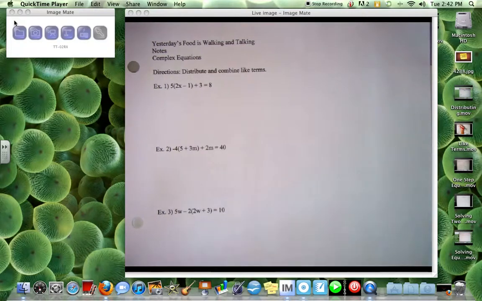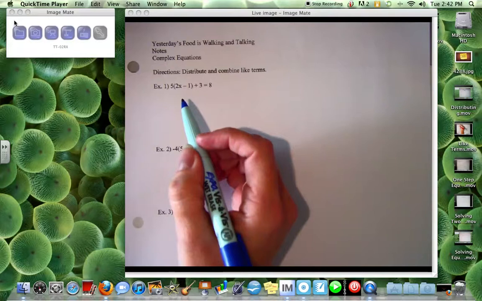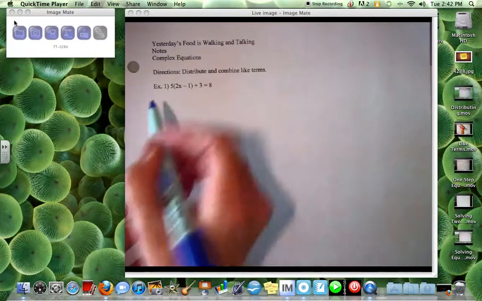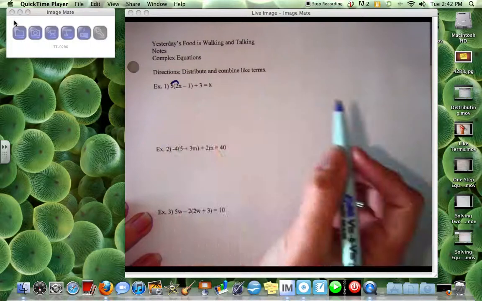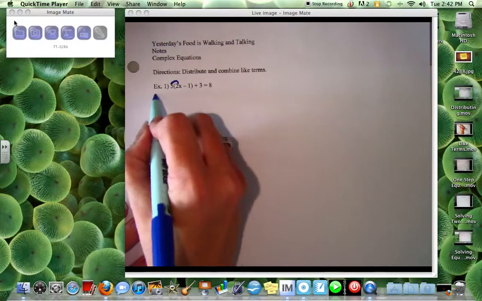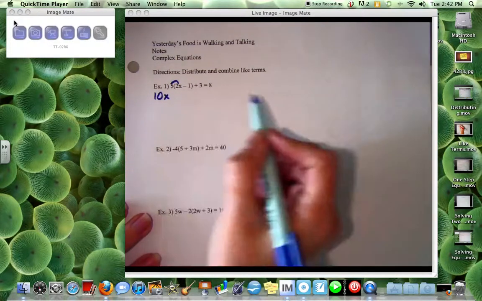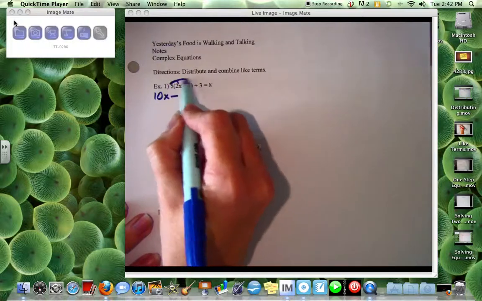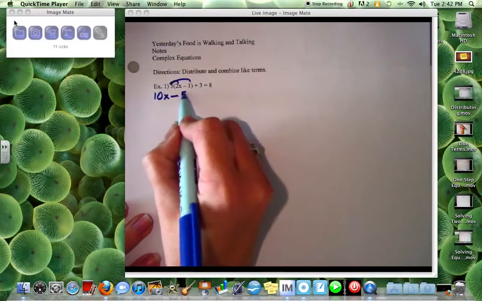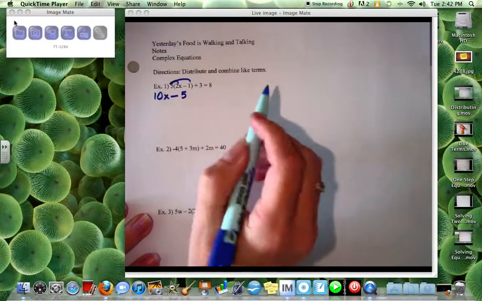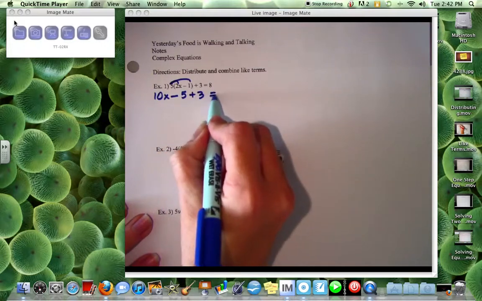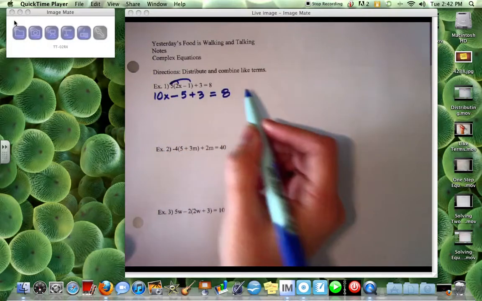So, on example 1, we need to first distribute. Remember, we're just distributing to the items that are inside the parentheses. So we have 5 times 2x, which gives us 10x. Bring down the minus sign. And then we have 5 times 1, which is 5. We're done distributing, so we bring down plus 3 equals 8.